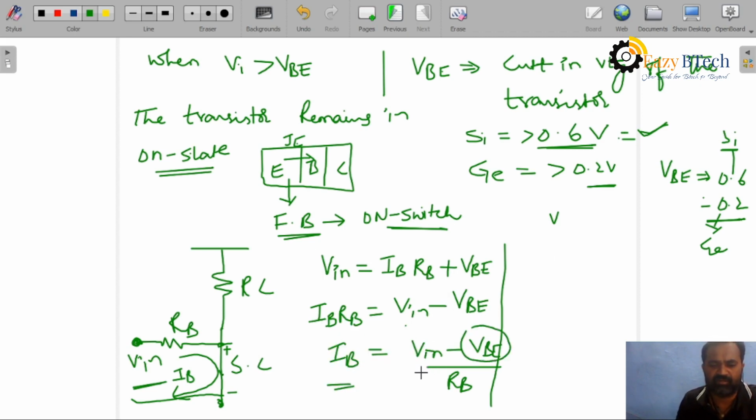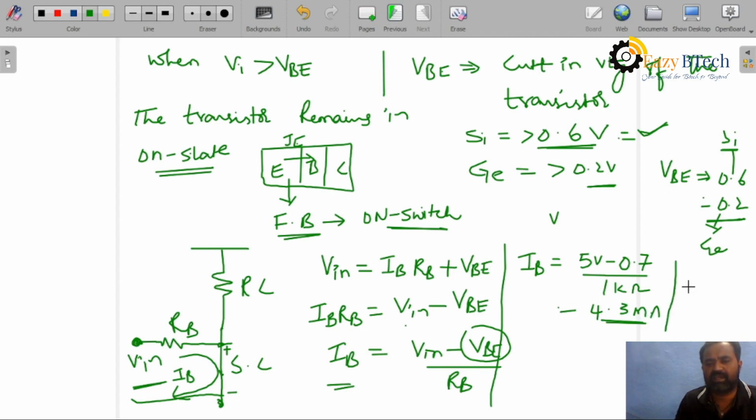Now if we change V in, suppose IB, you can see IB. It means as V in increases, definitely IB increases, because initial IB you take 5 minus 0.7 by 1 kilo ohm. Suppose V in is 5 volts, 5 volts minus 0.7 or 0.6 by RB 1 kilo ohm, then you will get 4.3 milliampere. That is the IB current. Similarly, if V in is 10 volts, 10 minus 0.7, then you will get 9.3 milliamperes.